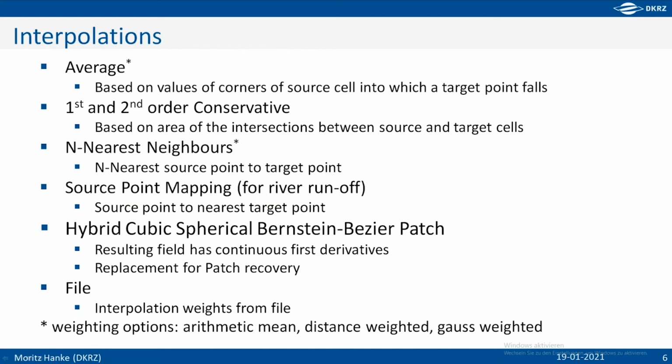We have a number of different interpolations, the simplest one being a simple average method, where, when you have a target point, you search for the source cells matching that point and do an average of the values associated to the corners of that source cell and interpolate based on that.